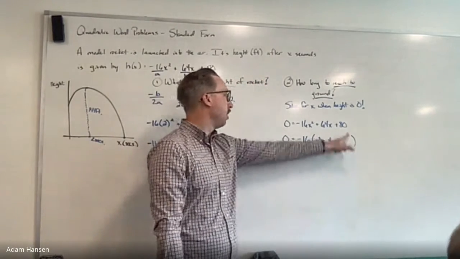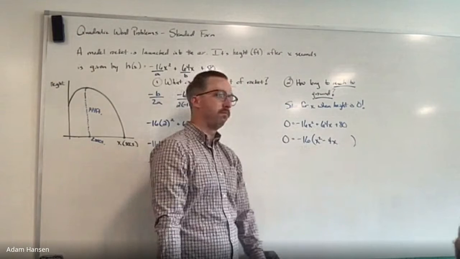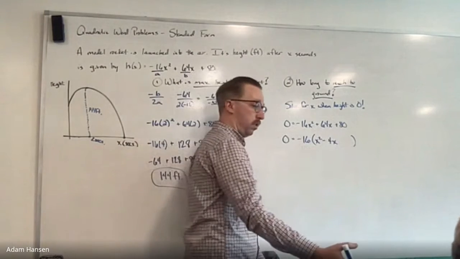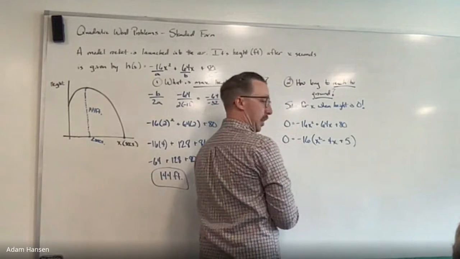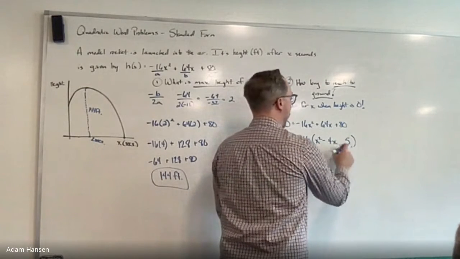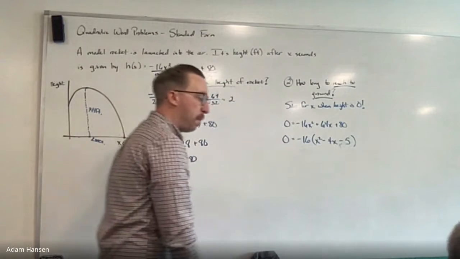How about the 80? 80 is negative 16 times what? 5? Because if I put plus 5 here, that's not right. It's going to be negative 5. In fact, about negative 16, so all those signs have to flip.